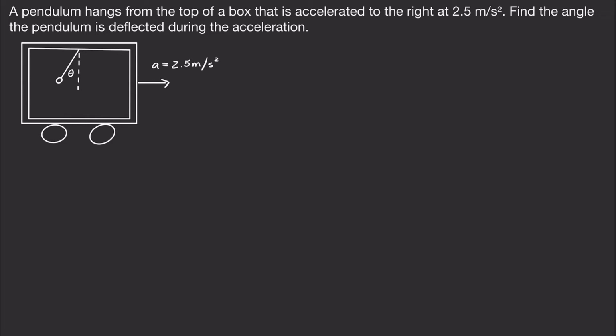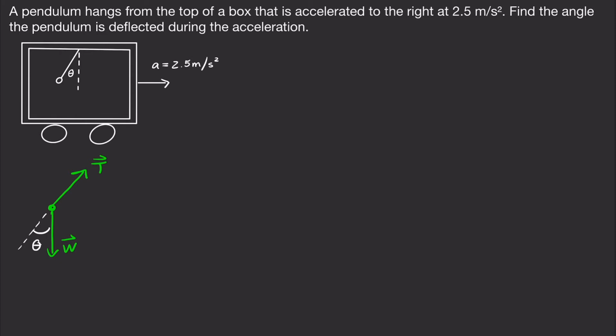So we want to start off by drawing a free body diagram of this pendulum. So it has a tension that is going up and to the right. Since we're accelerating to the right, we know it's going to be deflected to the left. So there's some tension along the pendulum. And then it has a weight that is going to be straight down toward the earth. And we know that this is the angle we're looking for, the angle the tension makes with the y-axis.